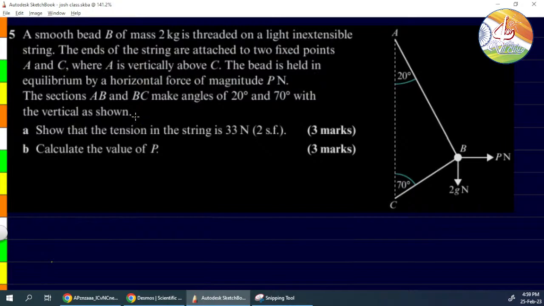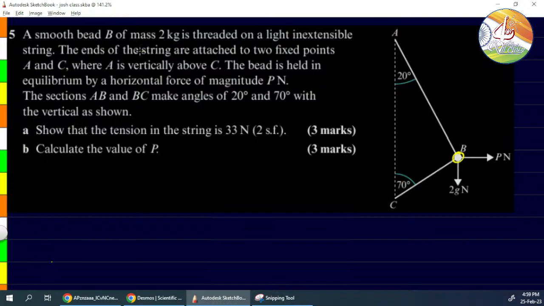A smooth bead B of mass 2 kg. So the bead is there. If this is a bead, that means it is going through the string and there won't be any friction considered, right? Correct? So what will be the tensions on both the sides?